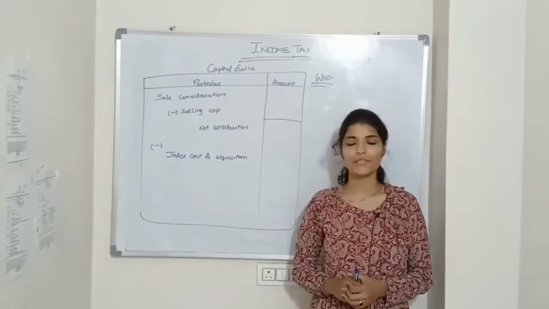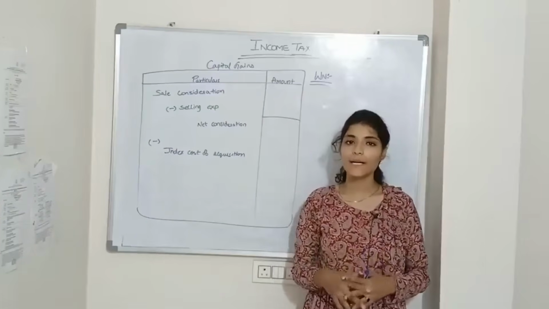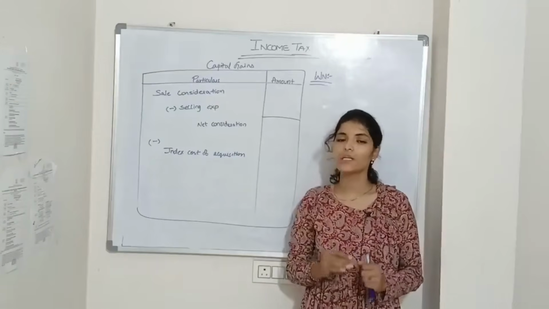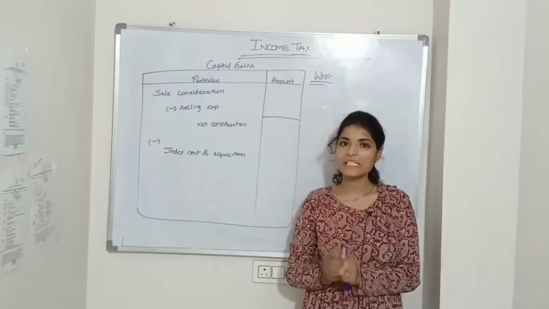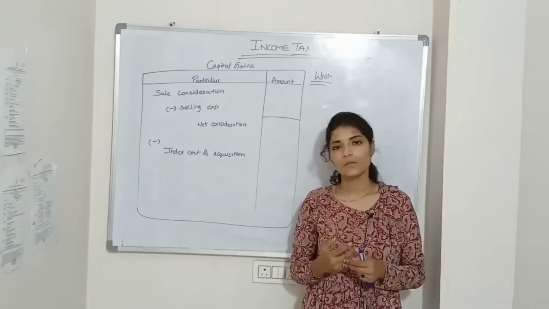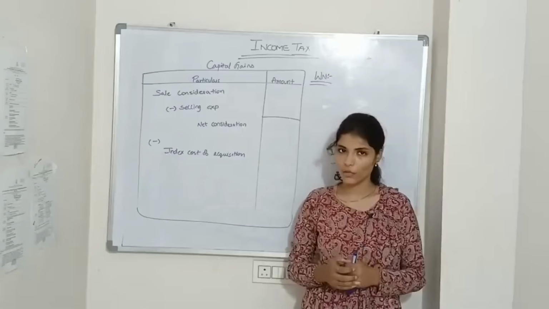So students, in this video we will discuss income tax unit number 5, that is income from capital gains. In this video you can easily attempt any type of questions from capital gains. So don't skip the video and watch till the end.